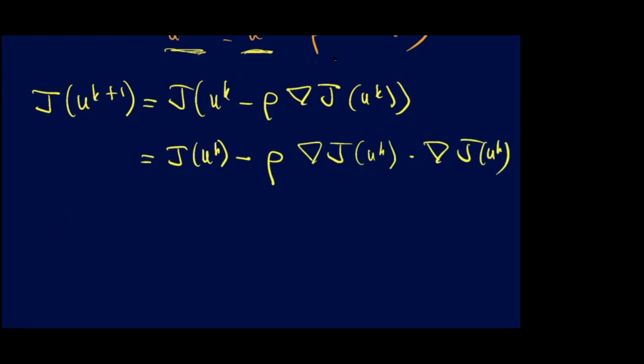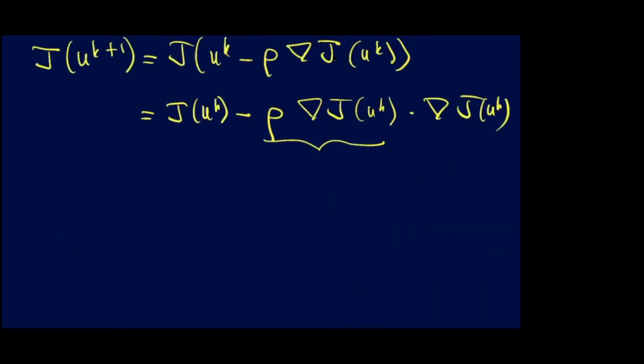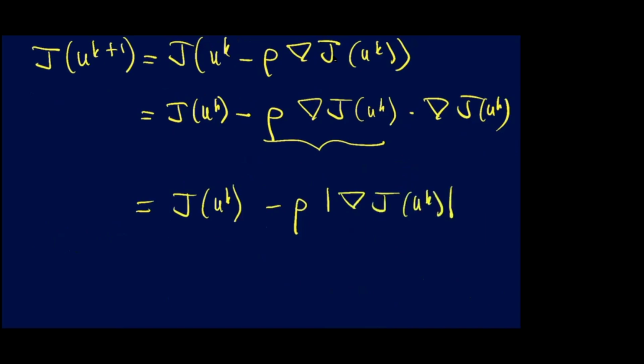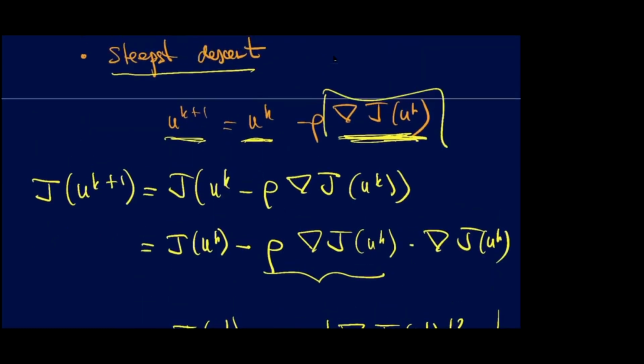So you see that by taking the correction of UK in the direction of the gradient, I am really minimizing as much as possible the value of J. This is going down, right? Do I really need to use the gradient as a descent direction to go down?